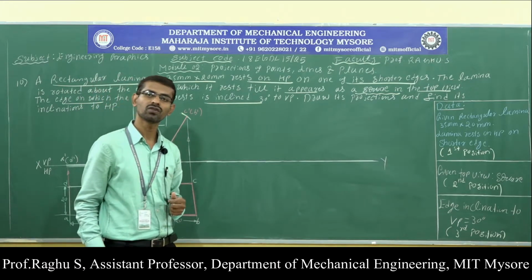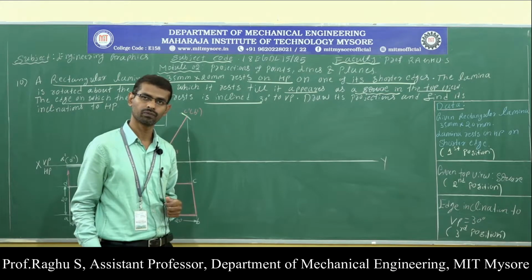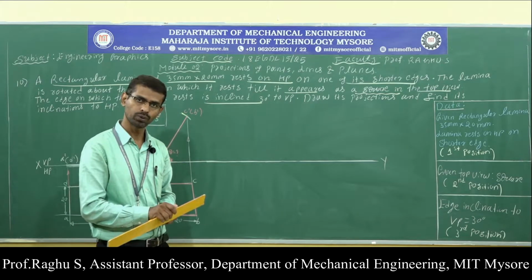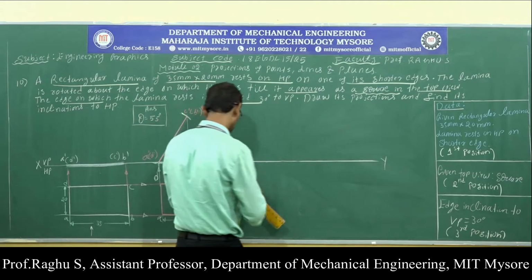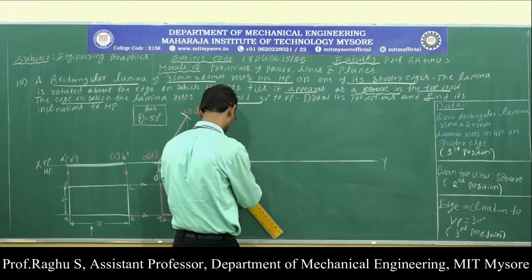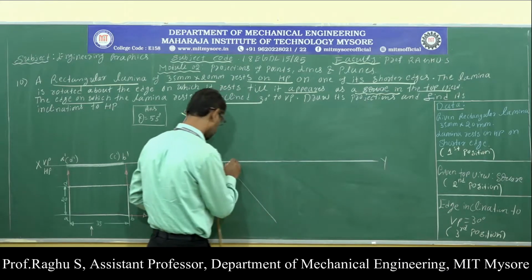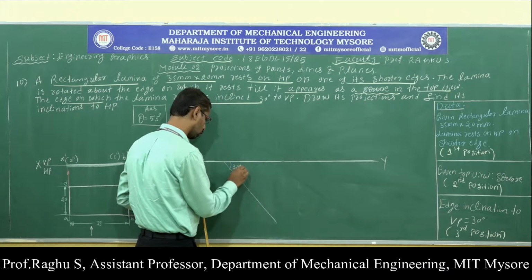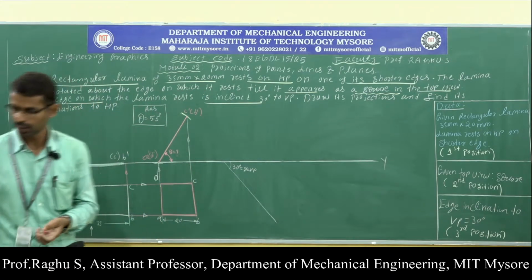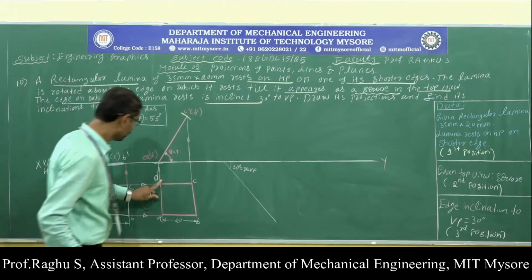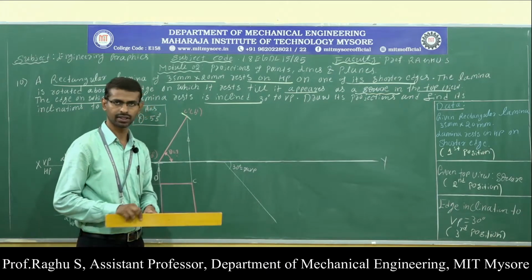VP. VP inclinations are visible in the front view or top view? VP inclinations are visible in the top view. Here where should I write the top view? On HP. Now draw a 30 degree line with respect to VP. It is denoted by angle phi. Now redraw this lamina by placing the resting edge on the 30 degree line.